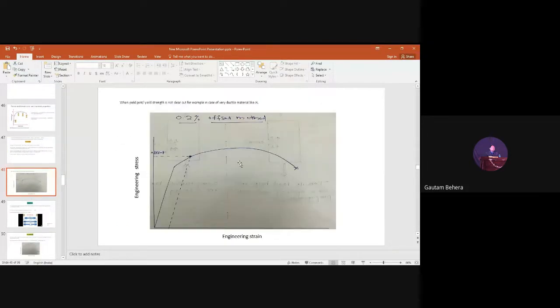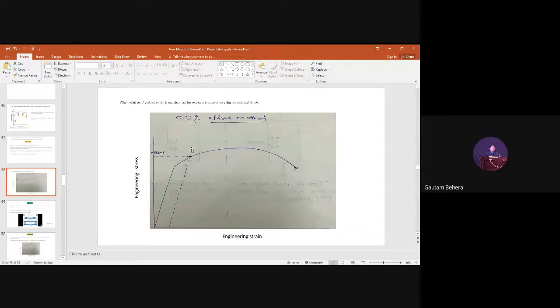Okay, sometimes what happens, let me move it quickly. There is a 0.2% offset method. This is a very interesting method. For example, you have a very ductile material, like pure aluminum. When you draw an engineering stress versus engineering strain plot, the curve will be like this. So you cannot say basically where is the yield point or where is the yield strength of the material, right? There is no clear cut visibility of yield strength.